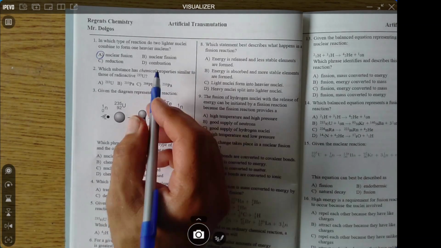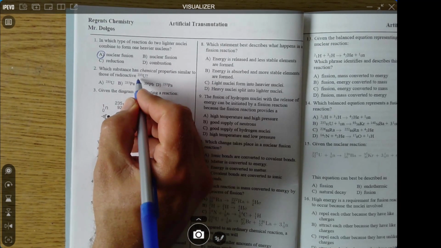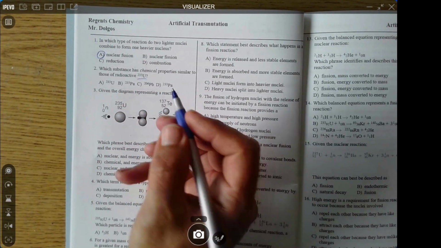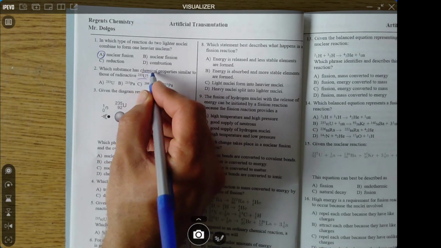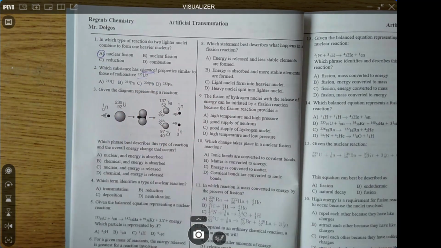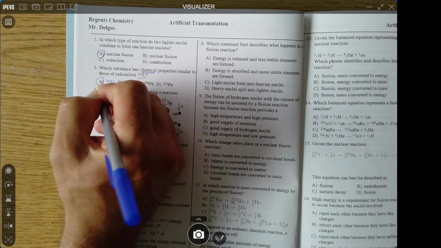Which substance has a chemical property similar to radioactive U-235? Now, if they said nuclear properties, that might be something different. We'd look on Table N, but it said chemical properties. The things that share chemical properties are the same element, so only look at the same element. So that would be uranium.